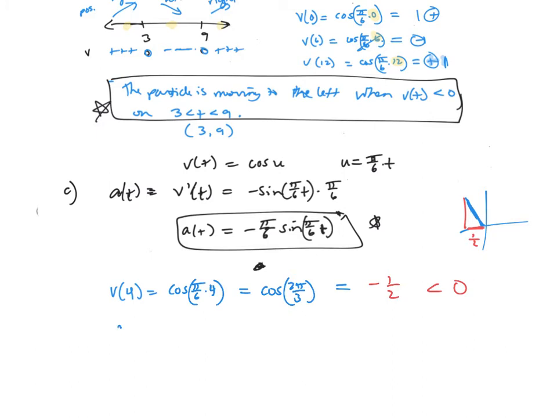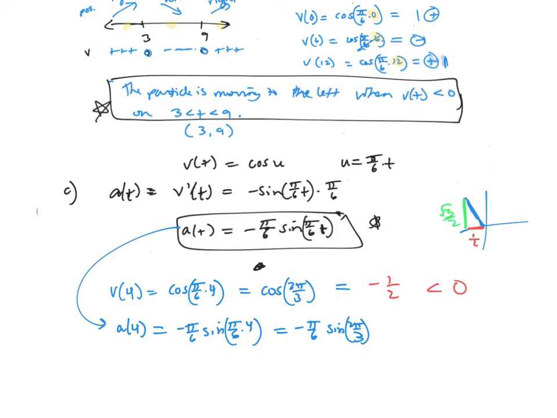Now I'm going to do acceleration. And now I'm using this function. Again, plugging in 4. So that's a negative pi over 6 times sine of 2 pi over 3. Sine of 2 pi over 3 is my positive value here, radical 3 over 2. It's my taller side of the triangle. Longer side of the triangle is what I think of it as. Positive because it's in my second quadrant. My y values are positive. So I've got a negative pi over 6 times a positive radical 3 over 2.